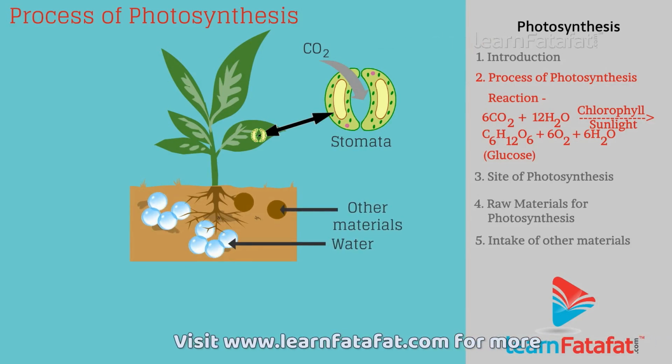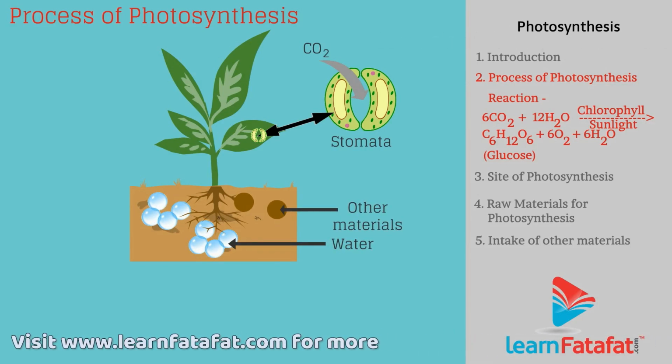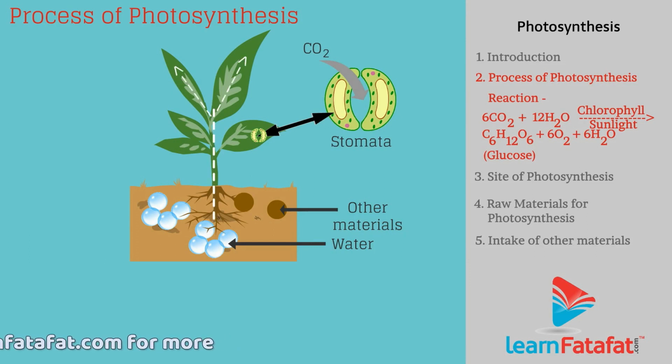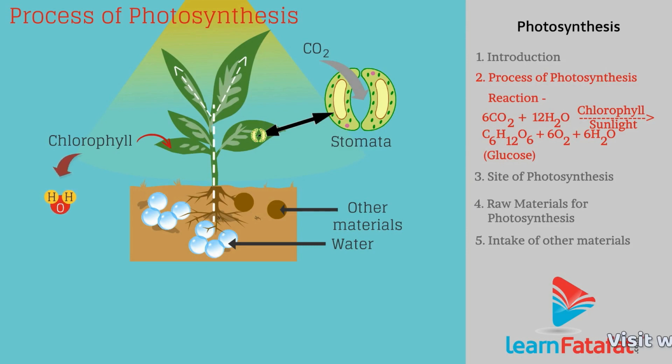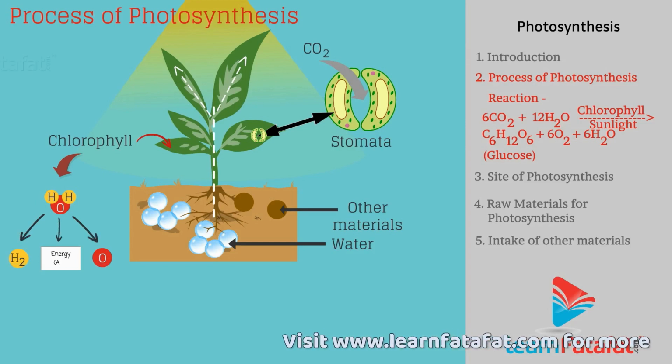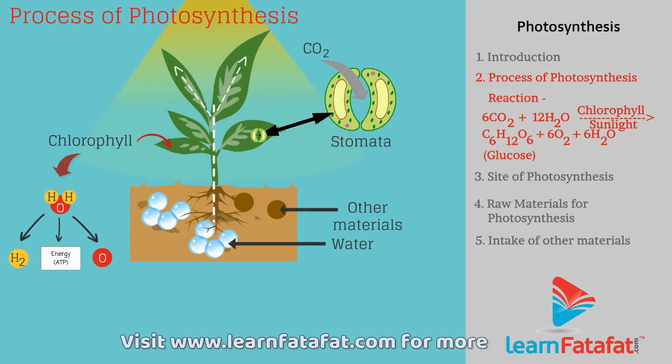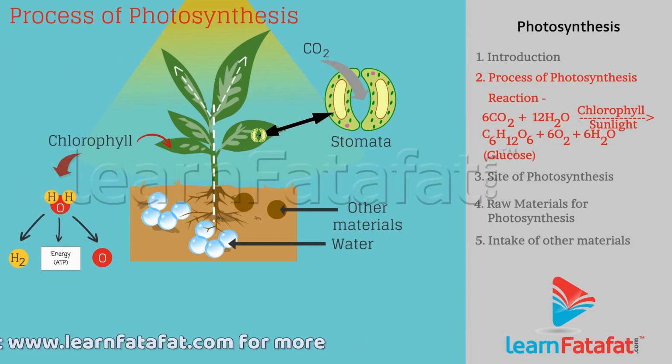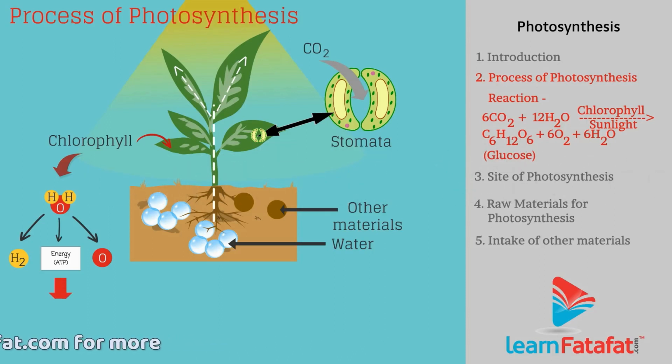Roots absorb water and other material from soil and transport it to the leaves and other parts of the plants. Chlorophyll pigment absorbs sunlight. With this energy, water molecule is broken down into hydrogen and oxygen, releasing energy in the form of adenosine triphosphate, that is ATP. This energy is used for the reduction of carbon dioxide to carbohydrates.